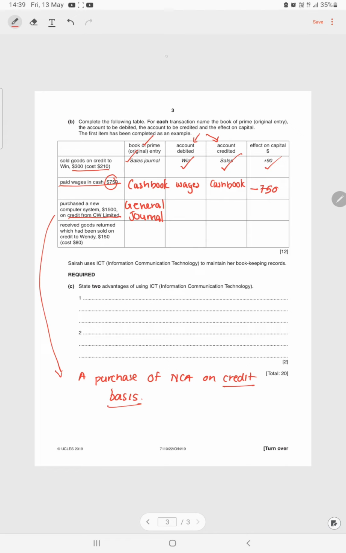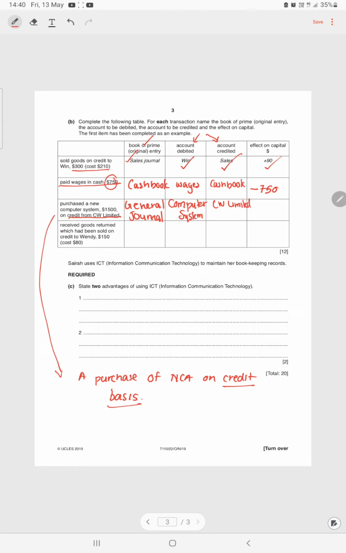So the double entry here is you purchase a non-current asset. The non-current asset in this case will be a computer system. You want to show what your non-current asset is, so it's a computer system that you bought on credit. Same rules apply. Other payables, the supplier that you owe money. So liabilities increase. That's CW Limited.